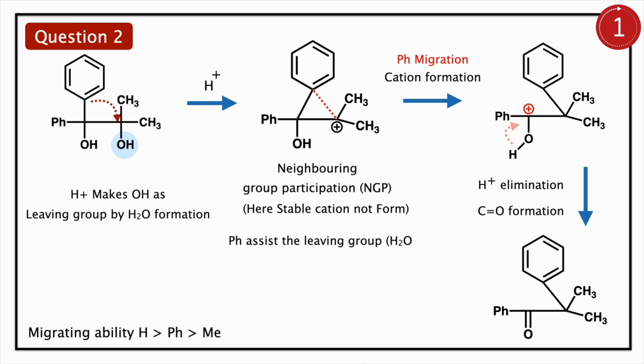Here the phenyl structure is hidden. If you redraw phenyl with the ring, you can clearly see phenyl is the migrating group because it can assist the OH leaving by neighboring group participation. So OH is the H+ substrate. The phenyl group assists the leaving and migrates. During the migration, the cation forms near the phenyl group. Then hydrogen eliminates and you end up with a carbonyl.